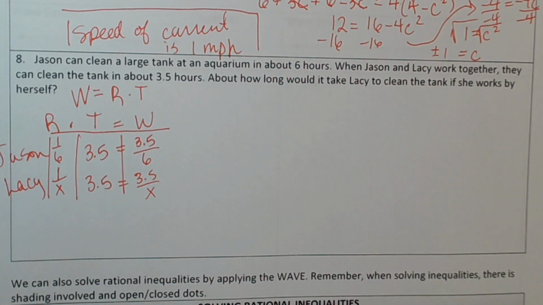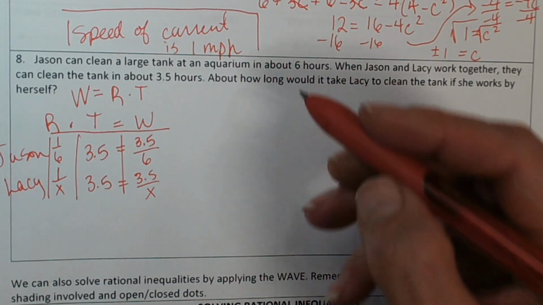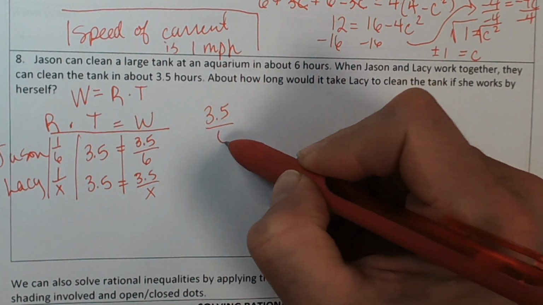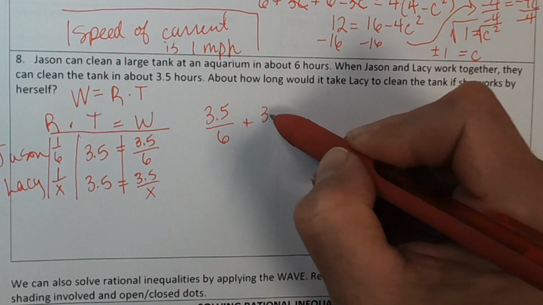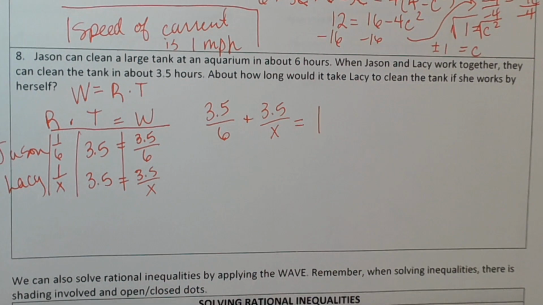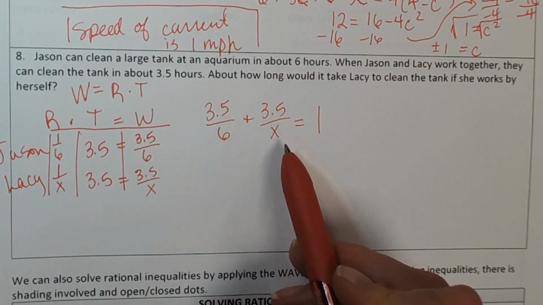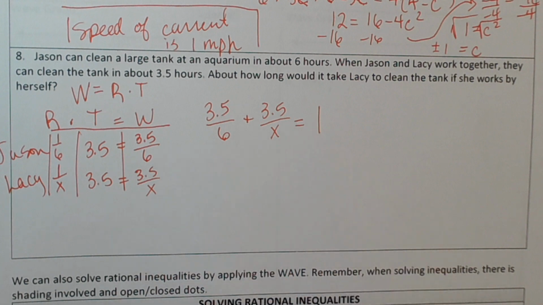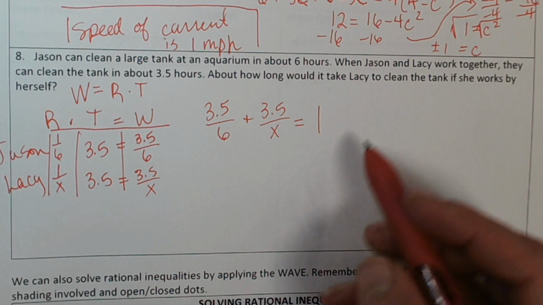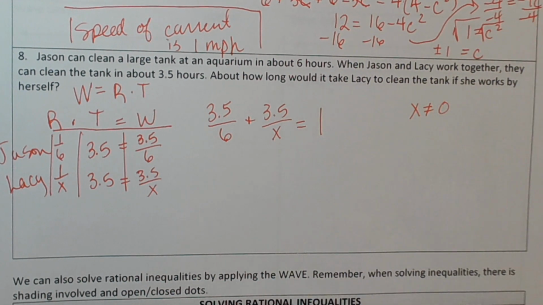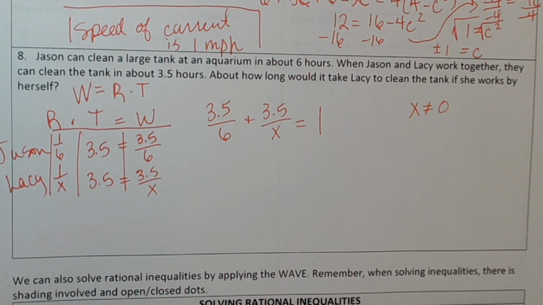Now, always, always, always, when you're doing work problems, you write the amount of work that each person did is equal to the one job done. So this was Jason's work, and this is Lacey's work, and they completed one job. Okay, so then we look and say, what would our restrictions be? Well, our only restriction here is really 0. So Lacey can't work for 0 hours.